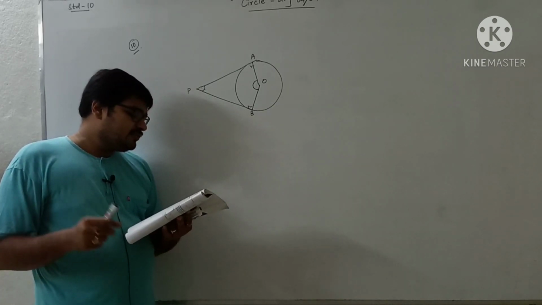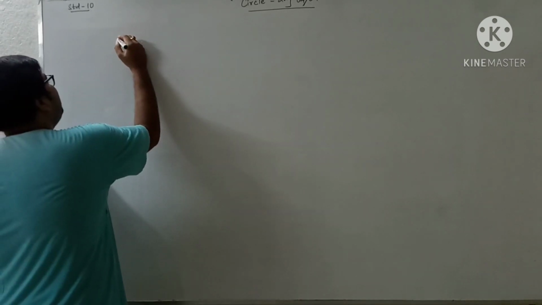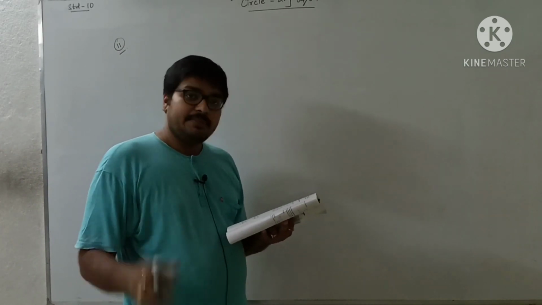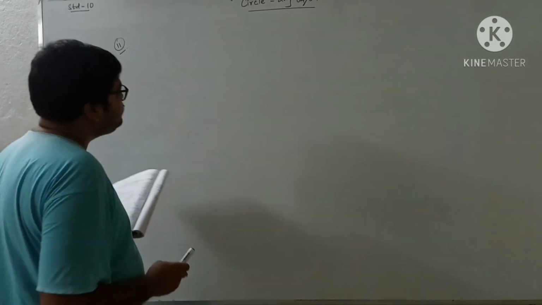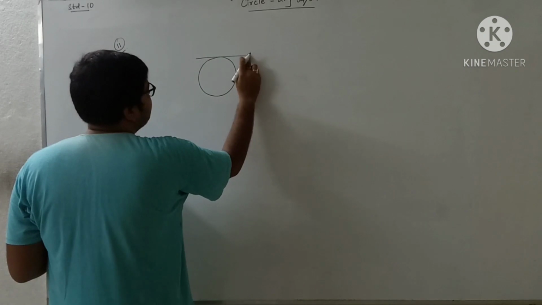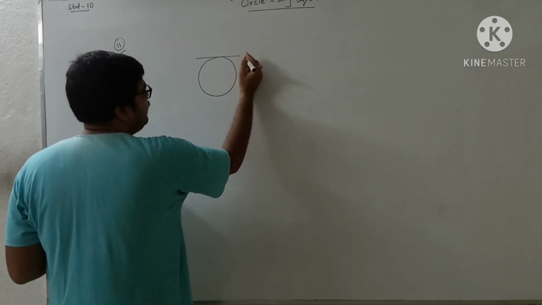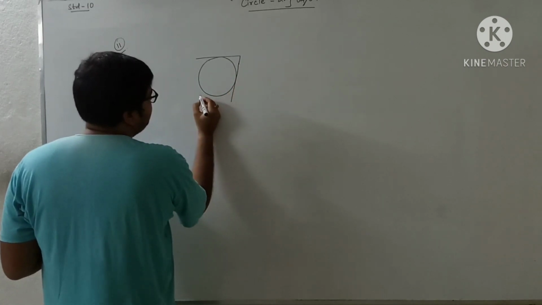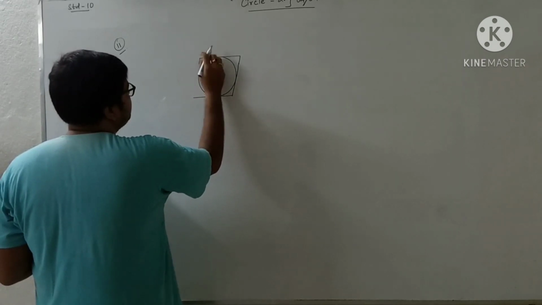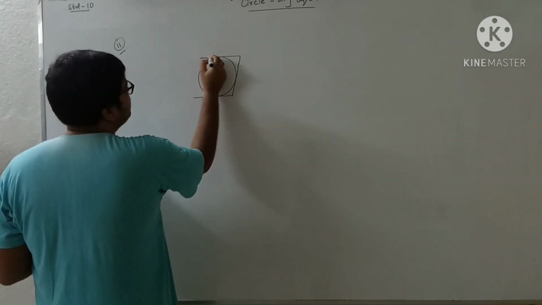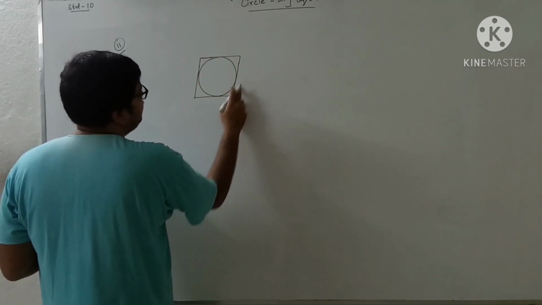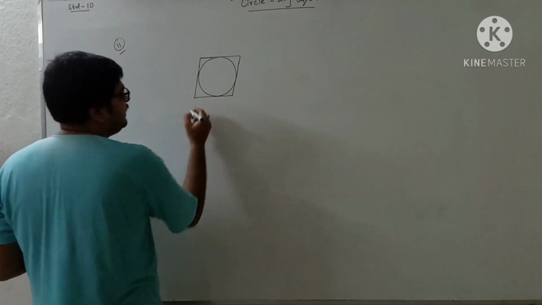I am just moving to the next question, that is question number 11. Prove that the parallelogram circumscribing a circle is a rhombus. So this is a circle, and suppose this is a parallelogram circumscribing the circle. As you have to prove a rhombus, whenever you draw the diagram, it should look like a rhombus only. You just see that all the sides are equal, that way you have to draw the diagram.